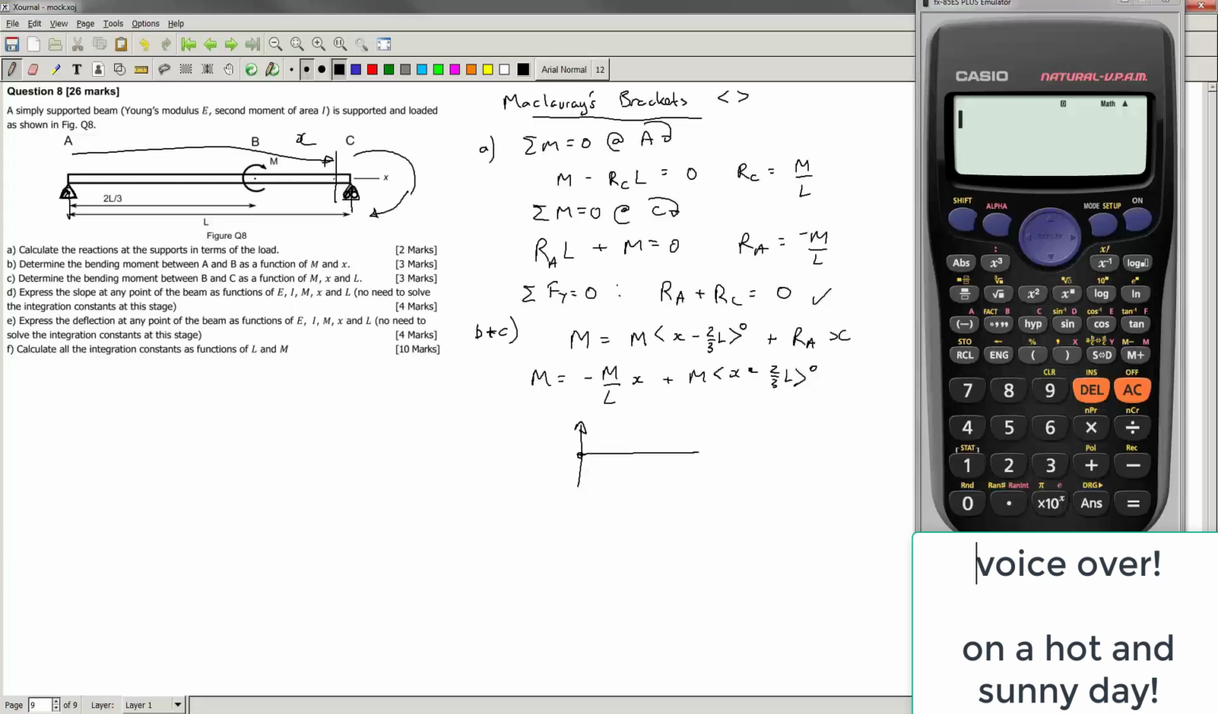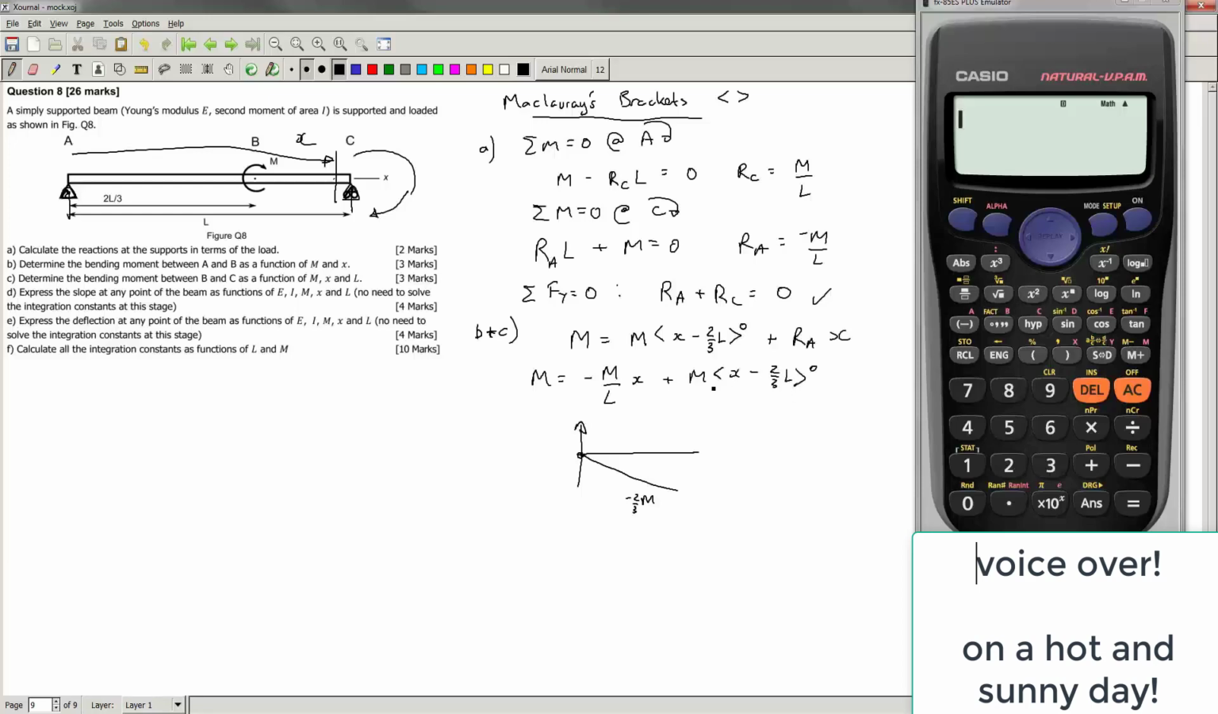Now, let's examine this a bit further and see what this looks like if we were going to plot it out. As I said before, if x is less than 2/3 L, this bracket term switches off. It becomes 0, so you get M times 0. So left of where the turning moment is being applied, we're simply going to get minus M divided by L times x, and that will be true up to the point when x equals 2/3 L. So set x equal to 2/3 L, and we end up with minus 2/3 M.